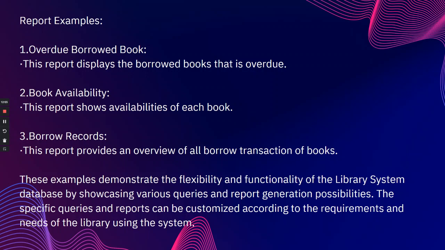Report examples. Overdue borrowed books: this report displays the borrowed books that are overdue. Book availability: this report shows the availability of each book. Borrow records: this report provides an overview of all borrowed transactions of books. These examples demonstrate the flexibility and functionality of the library system database by showcasing various queries and report generation possibilities. The specific queries and reports can be customized according to the requirements and needs of the library using the system.